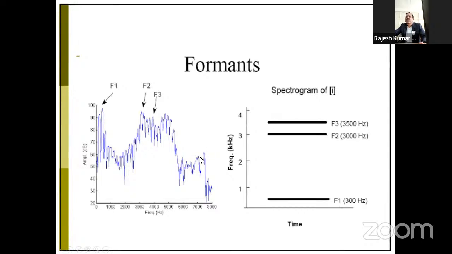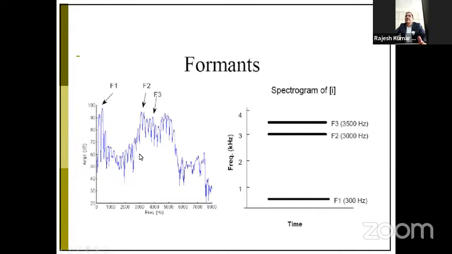As I told, the vibration of vocal cord, that is called the fundamental frequency of the voiced speech sound, or periodic speech part. That is the fundamental, or what we are calling the pitch frequency or pitch period. The corresponding period is the pitch. So that pitch frequency and pitch period is coming from the vibration of the vocal cord. And the other frequencies are called formant frequencies.